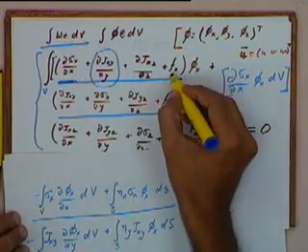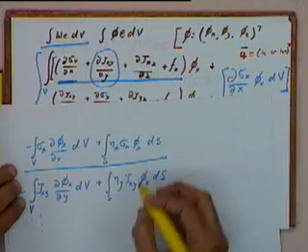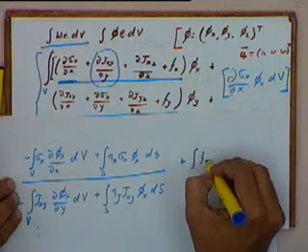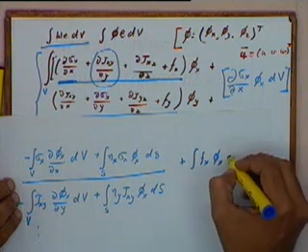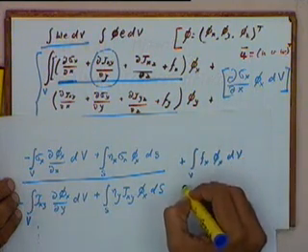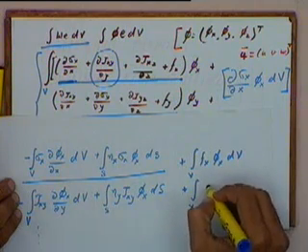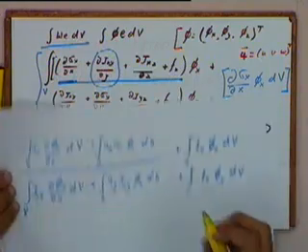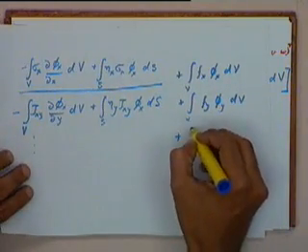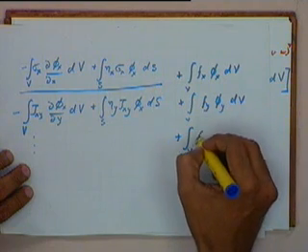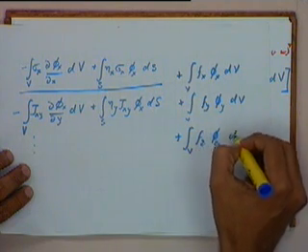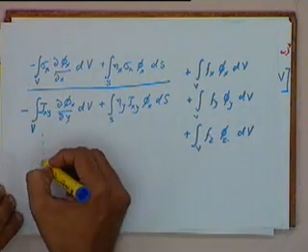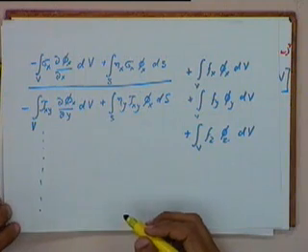And plus we have this term fx phi x, so I will write this here separately: plus the volume integral of fx phi x dv, plus the volume integral of fy phi y dv, and the third term is plus the volume integral of fz phi z dv. So I will have a set of terms like this, plus I will have 3 terms like this.